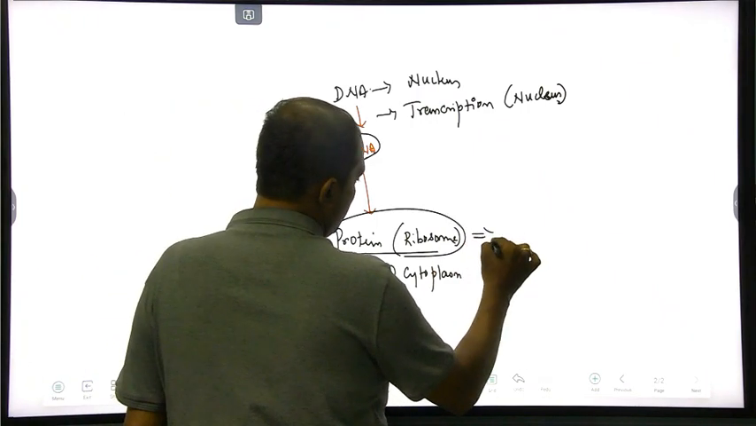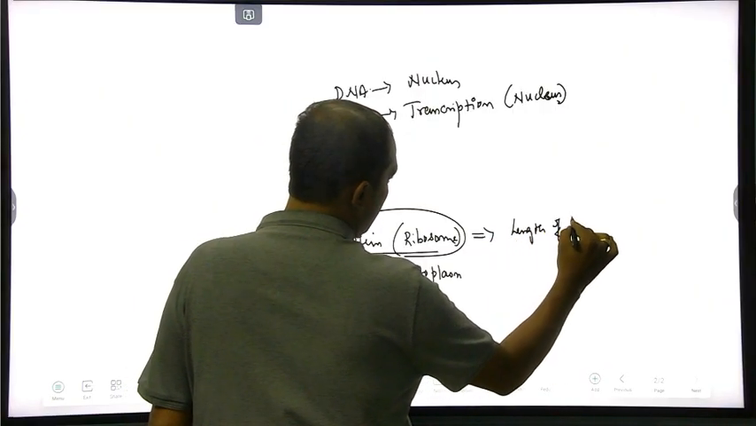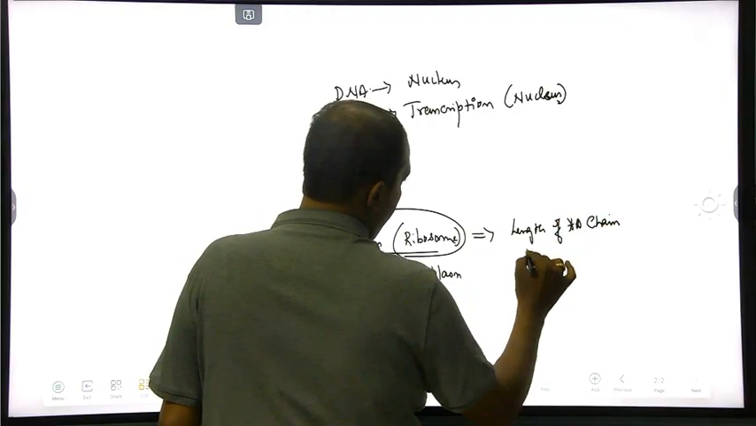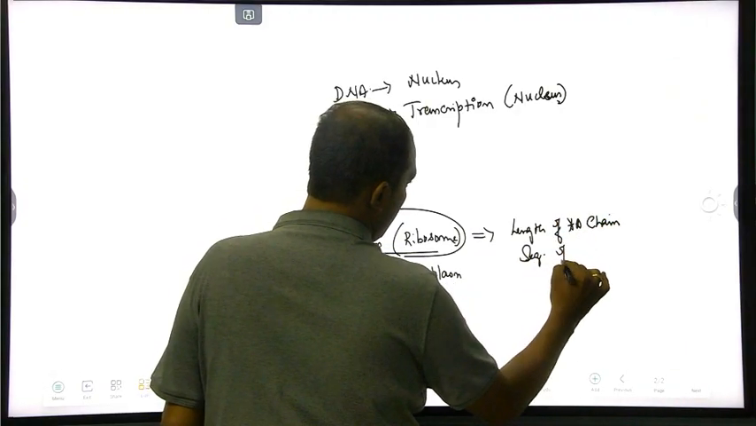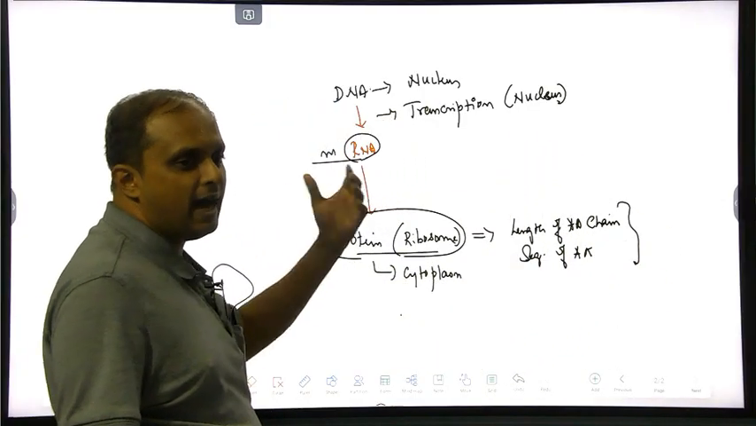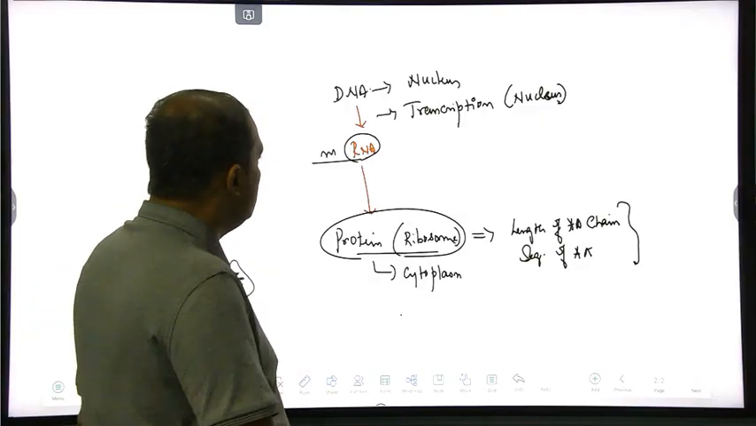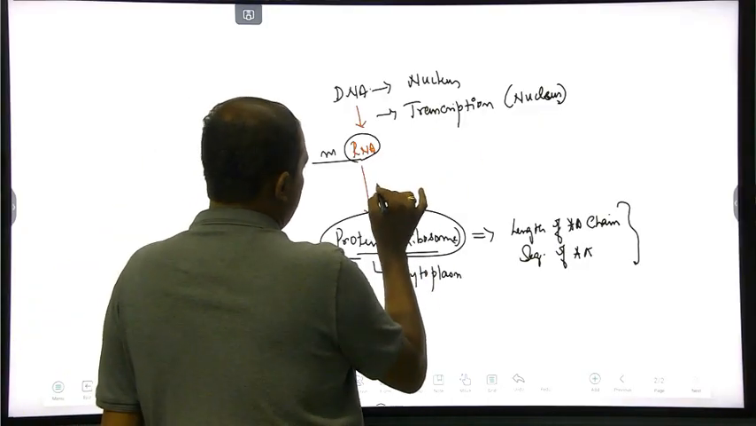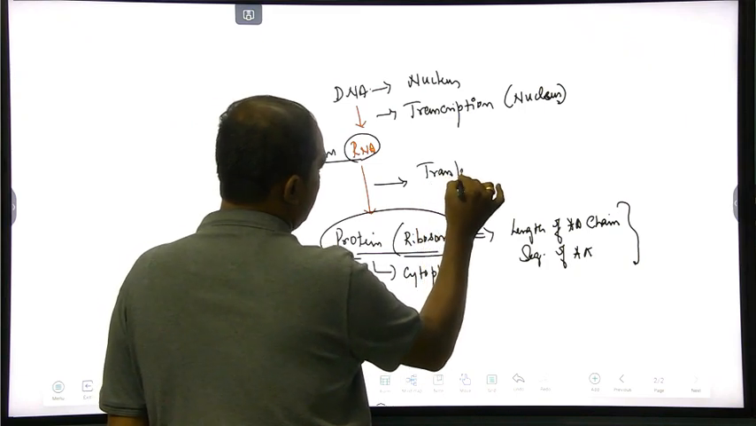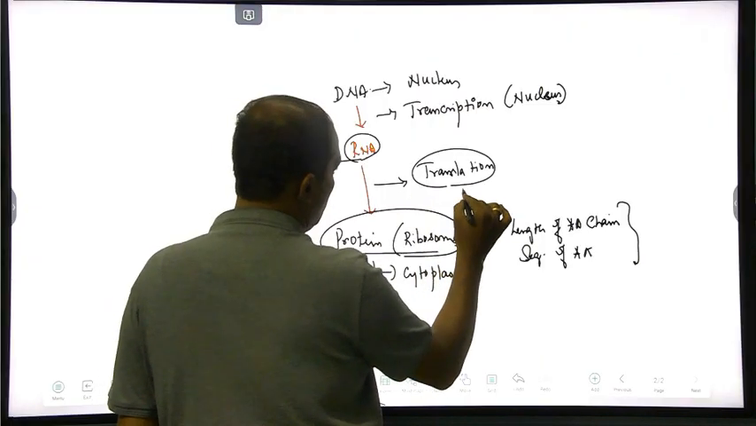Again I repeat, the information is the length of the amino acid chain or a peptide chain, and what is the sequence of amino acids. So these two are the information that is to be given by the RNA to the ribosome in making the particular protein. So transcription, and this process is called translation. So why should this be referred to as translation or protein synthesis?